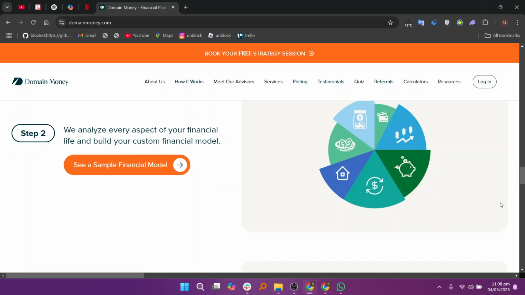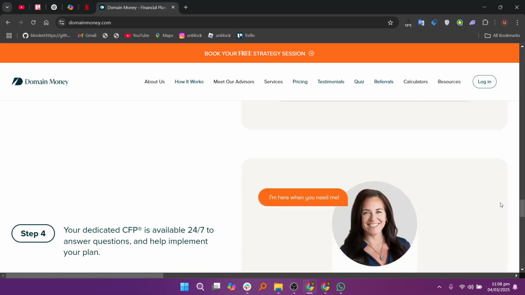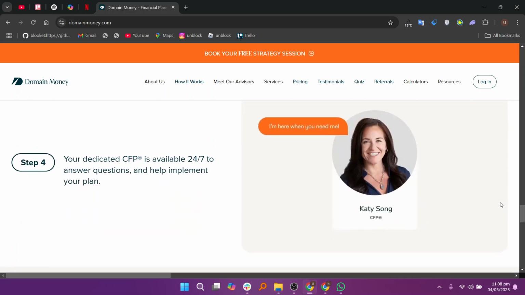However, while self-directed trading is commission-free, managed portfolios come with management fees, so beginners should evaluate their preferences. Overall, Domain Money's website is a great starting point for beginners, offering a mix of expert guidance and self-directed investment opportunities in an easy-to-use platform.